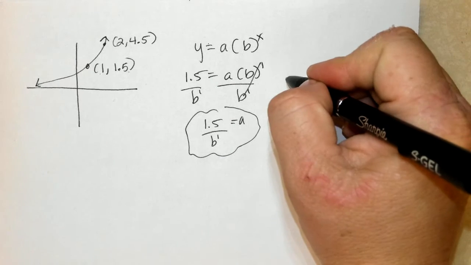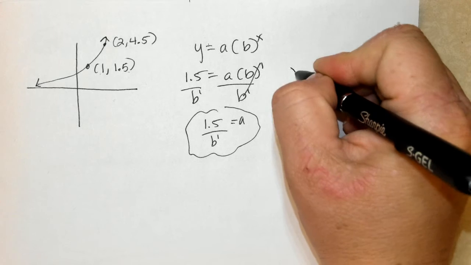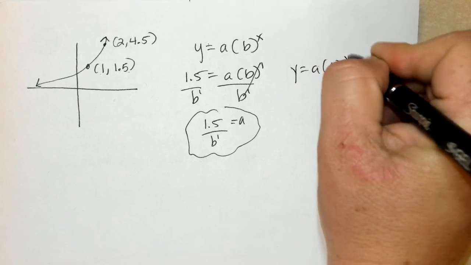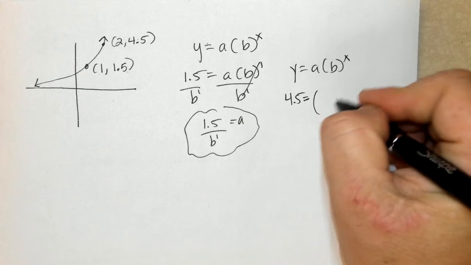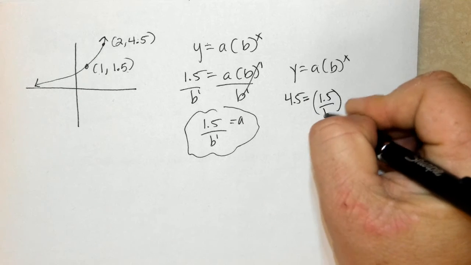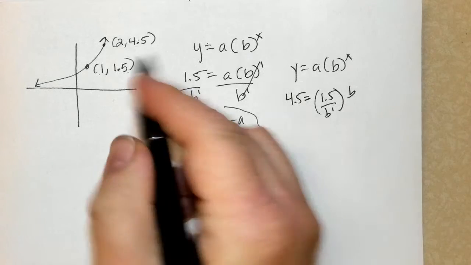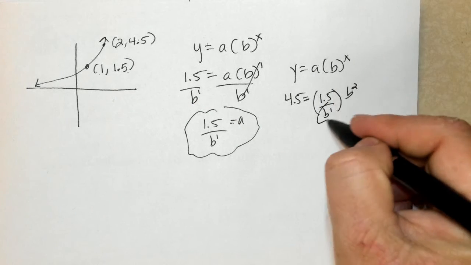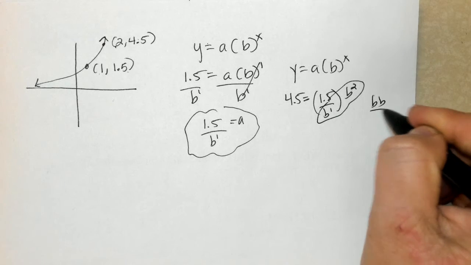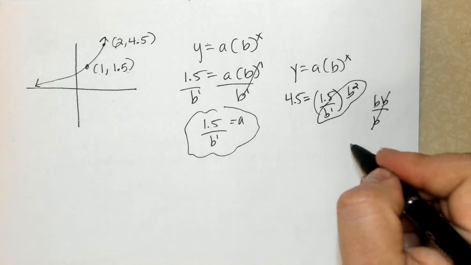Doing the same thing over here, I have y equals a times b to the x. My output is 4.5. This is what a is equivalent to. And my input is 2. Now, when I reduce these two, this is like having two b's on top and one on the bottom. When you reduce it, you're left with just one b on top.